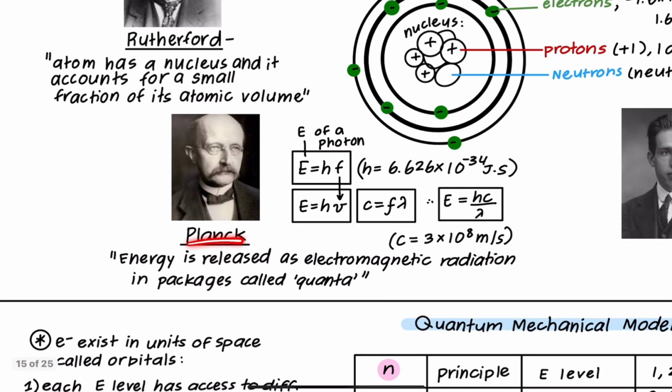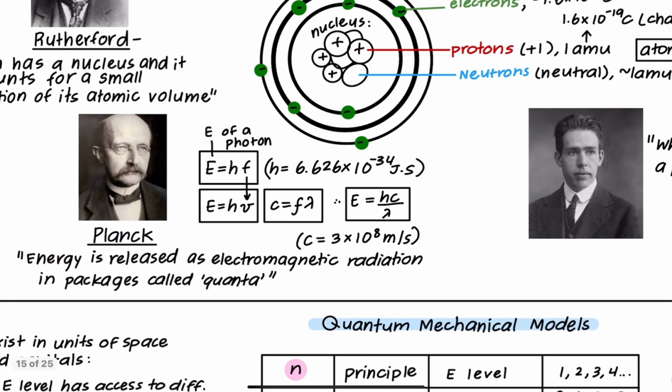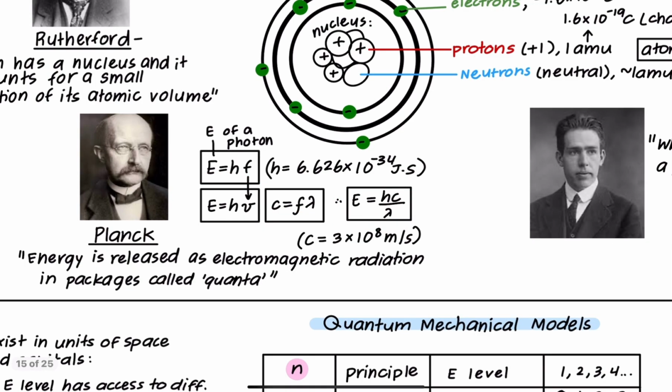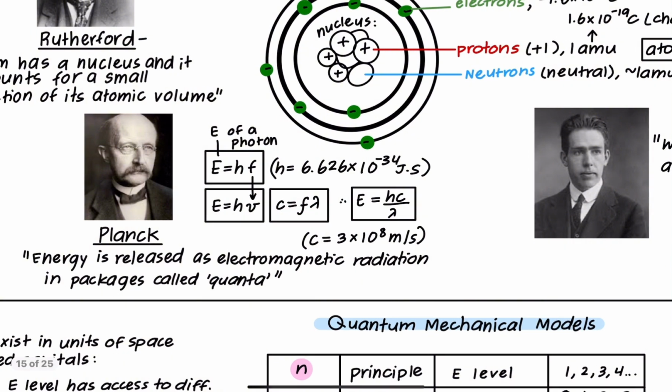Then we have Planck. Planck said that the energy that is released as electromagnetic radiation is in packages called quanta. The energy of the photon is equal to Planck's constant, which is this, times the frequency. Frequency can be written like this and also like this. We can relate the speed of light equation to this energy equation and get this equation right here, because the speed of light is equal to the wavelength times the frequency. So then we can essentially substitute in for the frequency right here and get this equation.